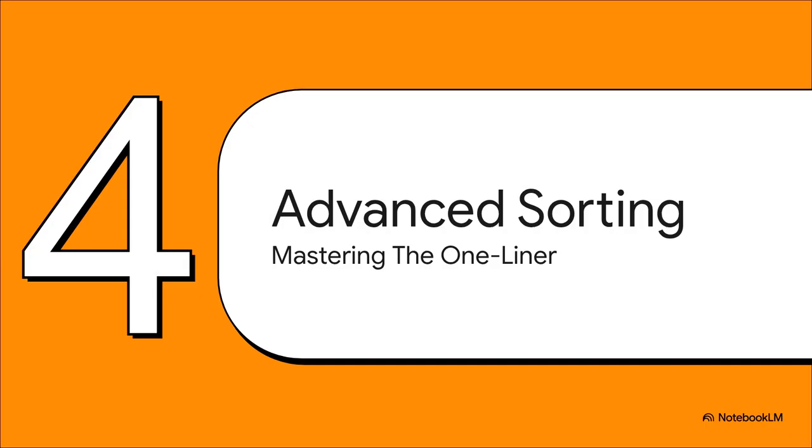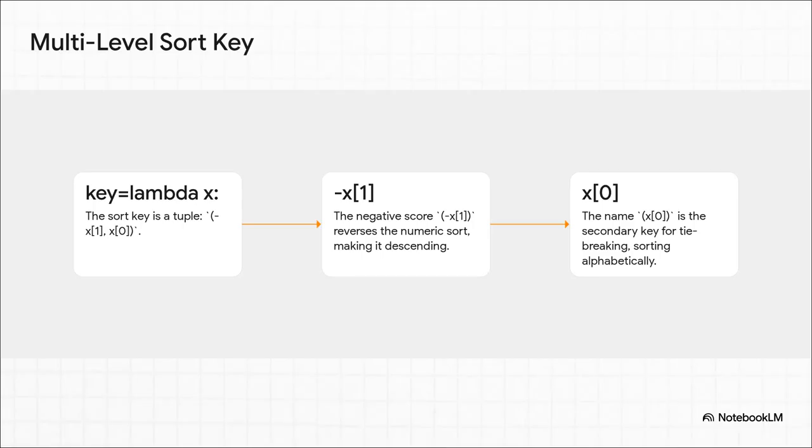Now that we've got all the pieces, let's put them together and do something really impressive. We're going to pull off a complex, multi-level sort using just a single powerful lambda function. Okay, don't let this line intimidate you. It's actually genius. Imagine we have data with names and scores. We want to sort by the highest score first, but if there's a tie, we sort by name alphabetically.